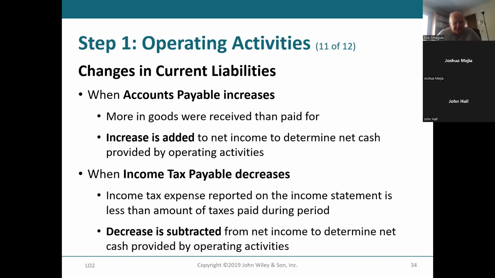Current liabilities have the opposite impact of the assets. If a liability goes up, it's good because we got something for free. If a liability goes down, it's unfavorable because we paid it. At least with liabilities, you don't have to worry about increase or decrease. If it went up, it's favorable.